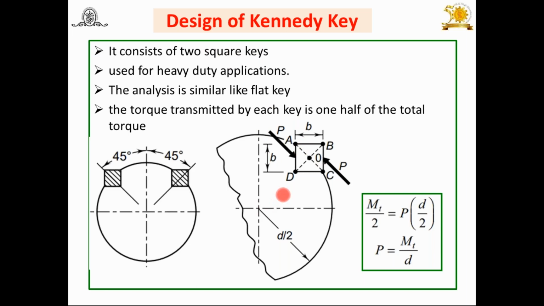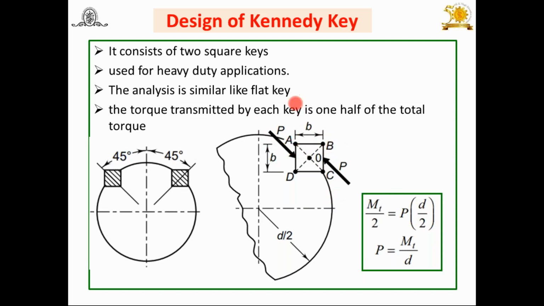Then again here, what is happening? When it transmits the torque, the line of action of the force P is going to act at the middle point here. But again here, to resist it, again the force P is acting on it. But we don't know the exact position. That's why we are assuming it is along the plane AC, which is tangential to the shaft, like the flat key analysis or square key analysis.